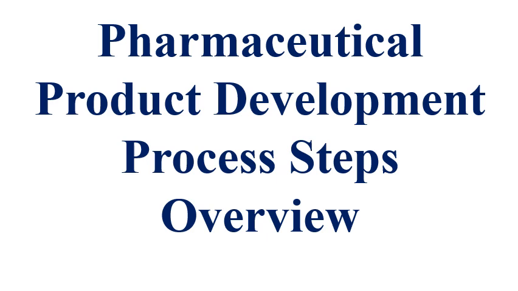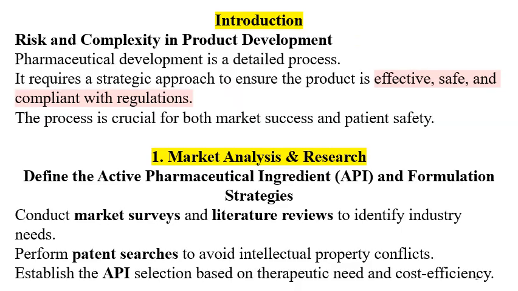Let's start with the video, and after watching this video you will be able to understand the different stages or steps. First of all, considering the generic product or innovator product, we have to consider the risk and the complexity in the product development. The complexity may be based on the manufacturability, may be based on the compliance, may be based on the requirement of bioavailability or equivalence.